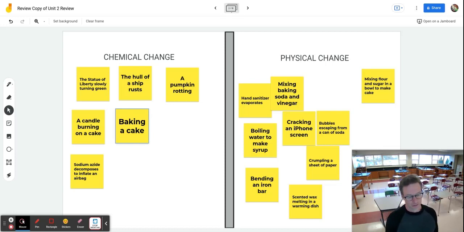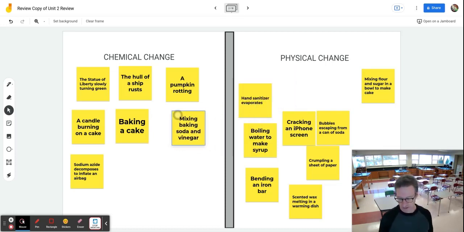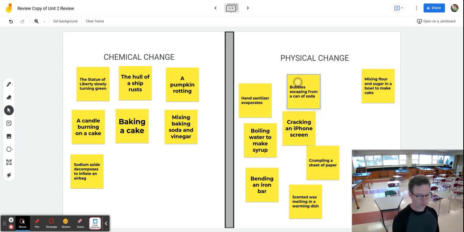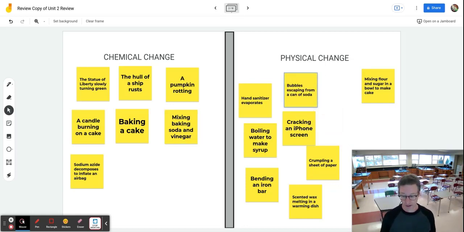And then this one might have been worded better, but because I said mixing flour and sugar doesn't change the composition. Mixing baking soda and vinegar, the actual act of mixing them isn't the chemical part, but what happens when you mix those two things together is there is a chemical change that's initiated. So the combination of baking soda and vinegar creates a chemical change, and that's where the bubbles come from. Again, unlike the bubbles in the soda, which were already there. The bubbles when you mix baking soda and vinegar are the result of that chemical reaction.